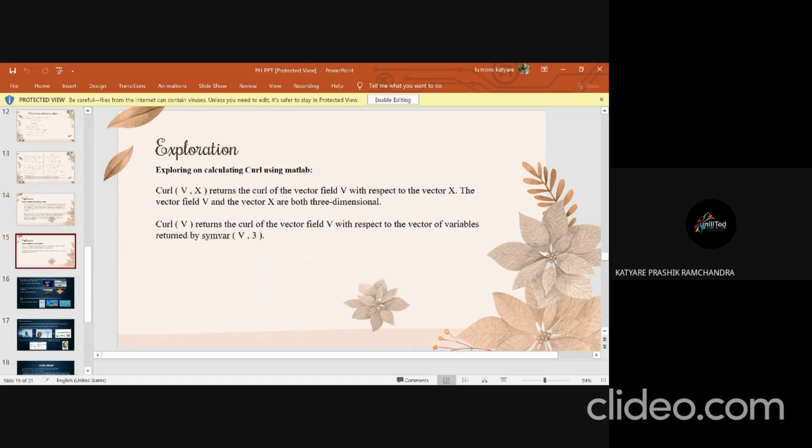Exploring on calculating curl using MATLAB. curl([v, x]) returns the curl of vector field v with respect to the vector x. The vector field v and the vector x are both three-dimensional. curl(v) returns the curl of a vector field v with respect to the vector of variables found by the symvar(v, 3) function, which finds the symbolic variables in a symbolic expression or a matrix.